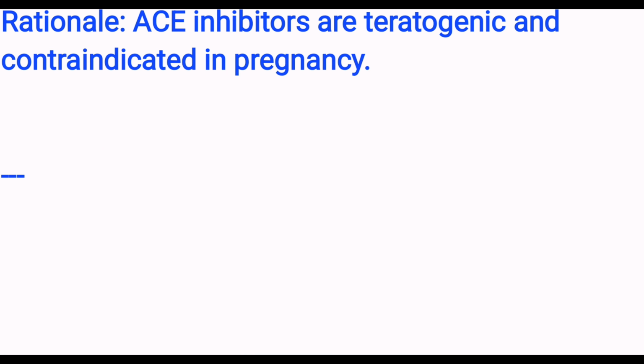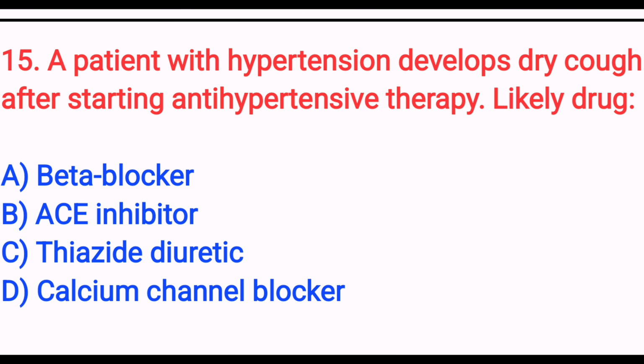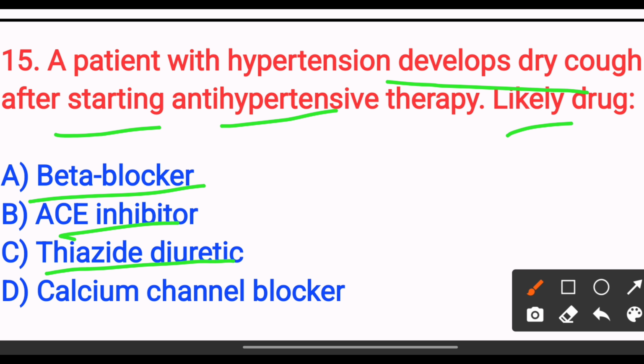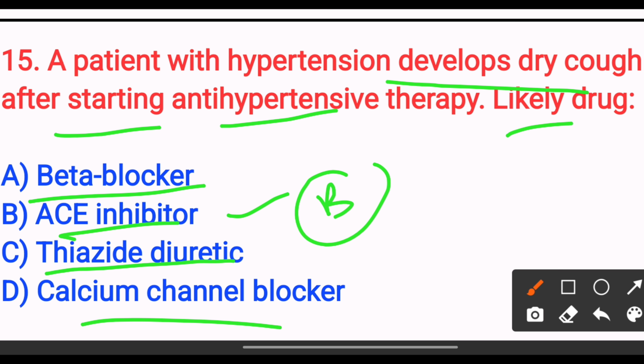Next, a patient with hypertension develops dry cough after starting antihypertensive therapy. Likely drug: option A beta blockers, option B ACE inhibitor, option C thiazide diuretic, option D calcium channel blocker. The answer is option B, ACE inhibitor, because dry cough is a common side effect of ACE inhibitors.